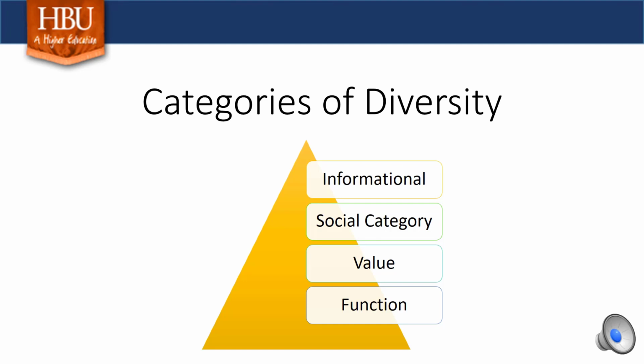Our value diversity occurs when members of a work group differ in terms of what they think the group's real task, goal, target, or mission should be. And lastly, our functional diversity is diverse orientations regarding what activities are important and how they should be carried out.